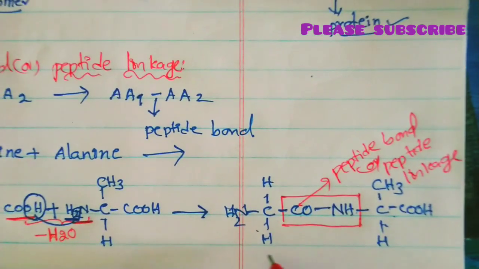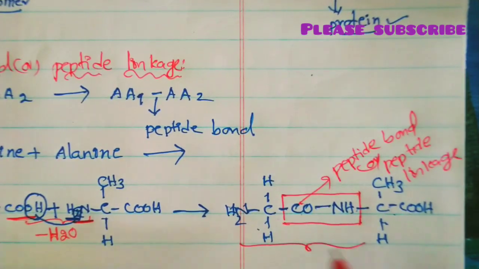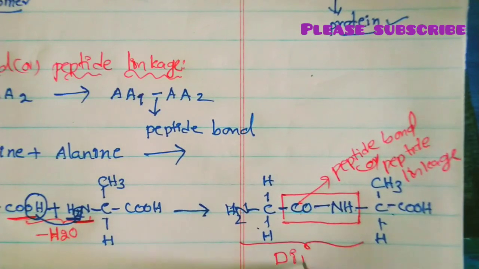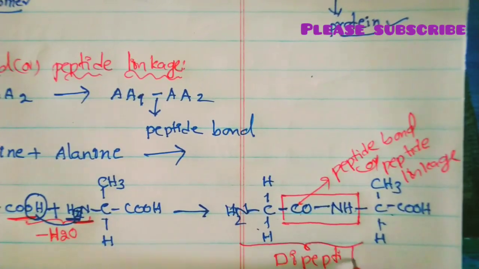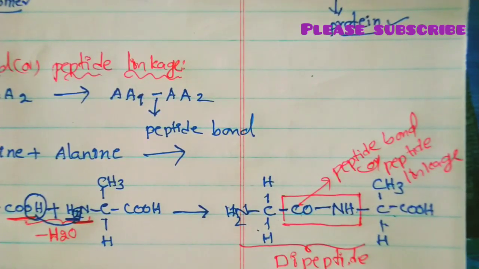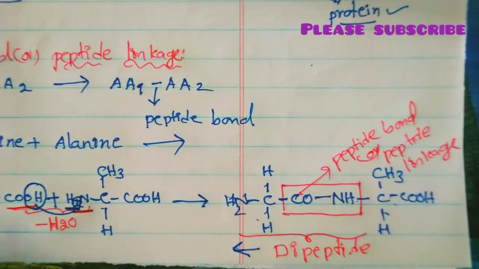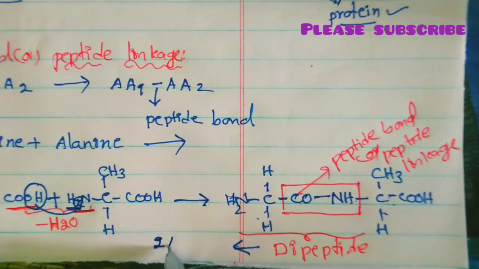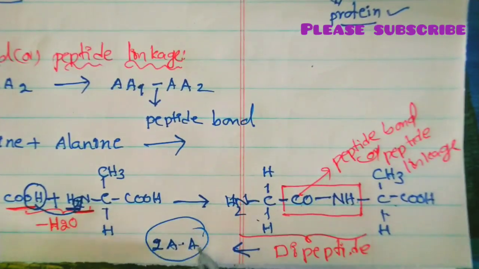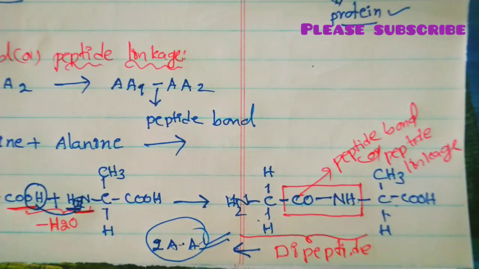What is the name of this product? This is called a dipeptide. Why is it called a dipeptide? Because in this chemical reaction only two amino acids are involved. That means here two amino acids are there. Because of the two amino acids, this product is called a dipeptide.